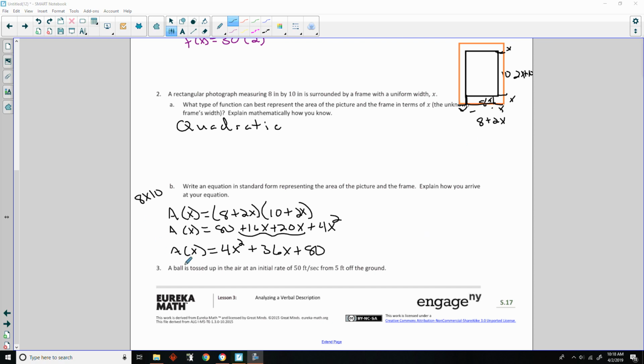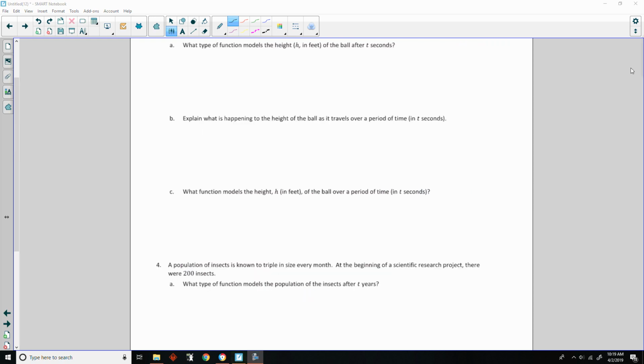Number 3 says a ball is tossed up in the air at an initial rate of 50 feet per second from 5 feet off the ground. So we are 5 feet off the ground. It's a person 5 feet tall tossing a ball up in the air, and that is definitely quadratic. What type of function models the height h in feet of the ball after t seconds? Explain what is happening to the height of the ball as it travels over a period of time t seconds.